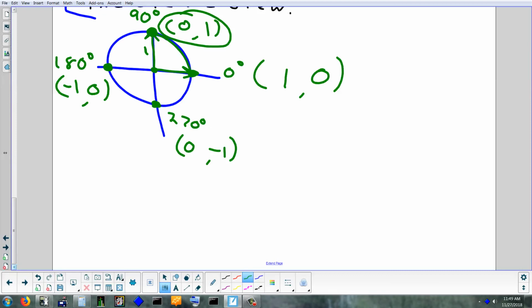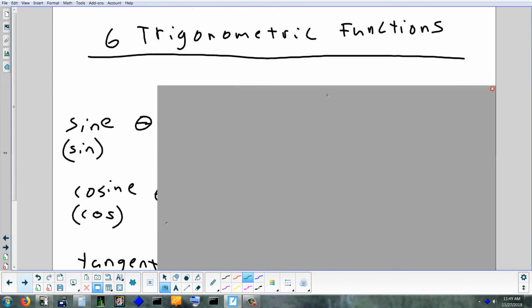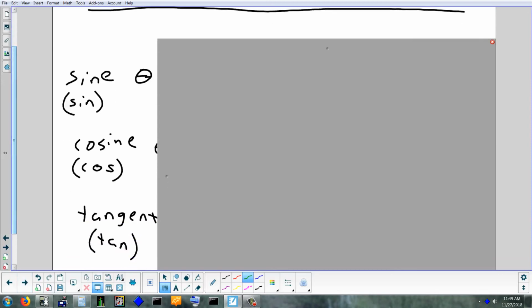That's it. Those are the basic coordinates. So once you know the x and the y, these are the formulas that you can plug into. So there's 6 basic trig functions that we use. And the first 3 are sine, cosine, and tangent. Sine is abbreviated SIN, cosine is COS, and tangent is TAN.